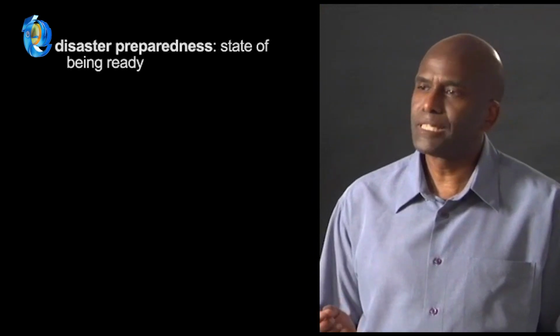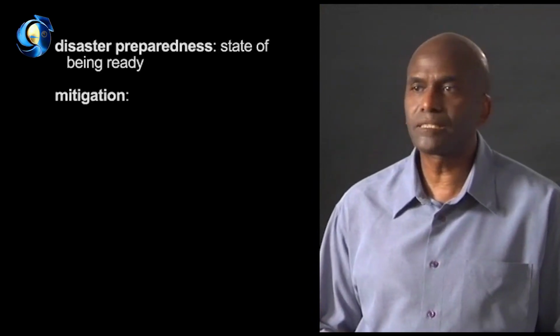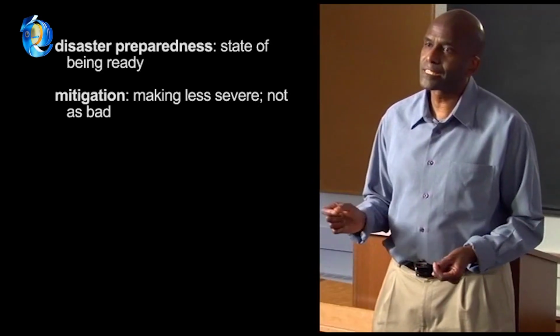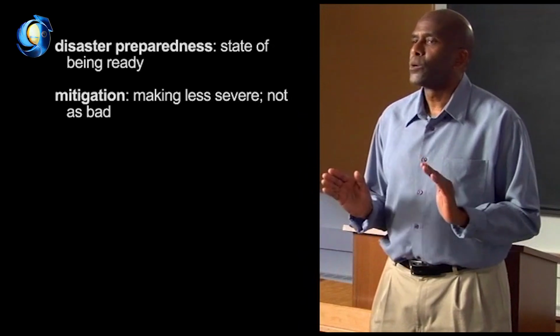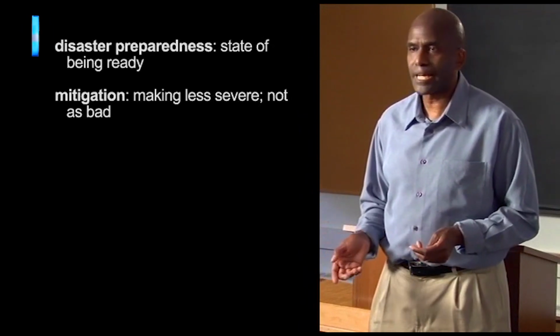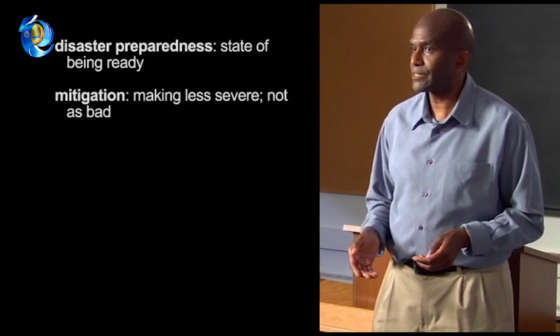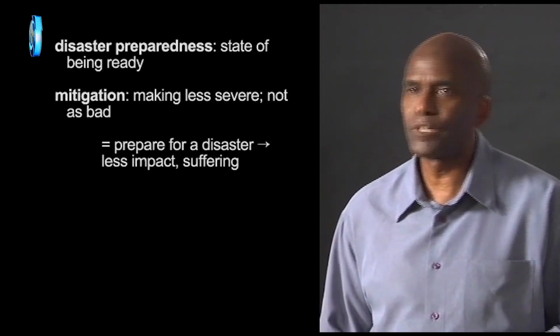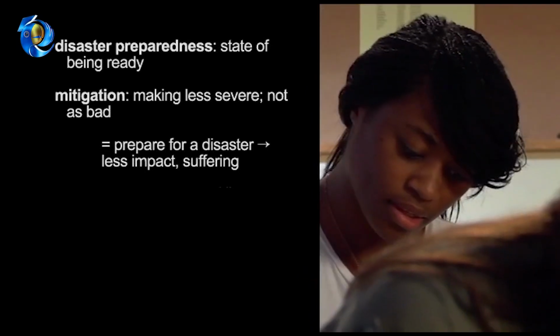But first, let's go over the terms we'll be using. The first is disaster preparedness. To prepare means to get ready, right? Preparedness is the state of being ready. Another term is mitigation. To mitigate means to make less severe, not as bad. We use the phrase disaster preparedness and mitigation to talk about what to do to prepare for natural disaster so that the impact will be less severe and people will suffer less. We can try to lessen or mitigate the damage so that people can quickly return to their normal lives.